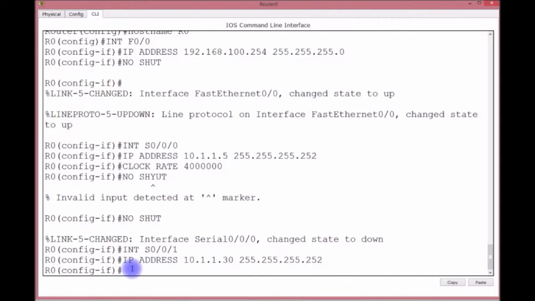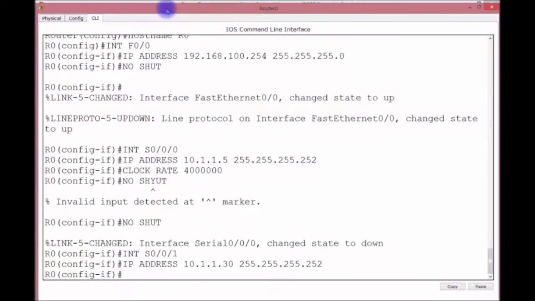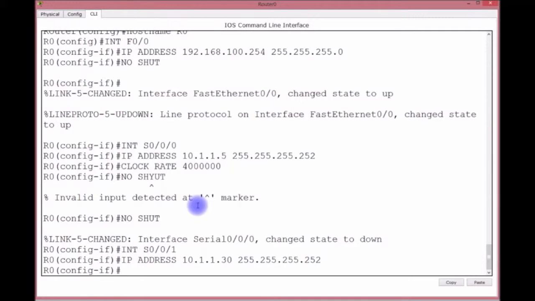255.255.255.252. All right. This would be a DTE. I'm pretty sure of it. Let me move it again. Sorry about that. Yeah, that is. All my ones are usually DTE. I just do it that way.